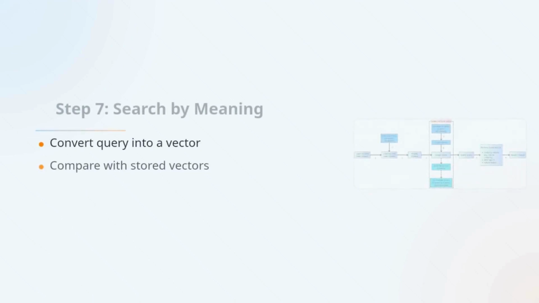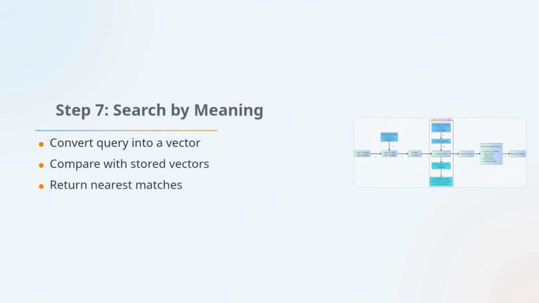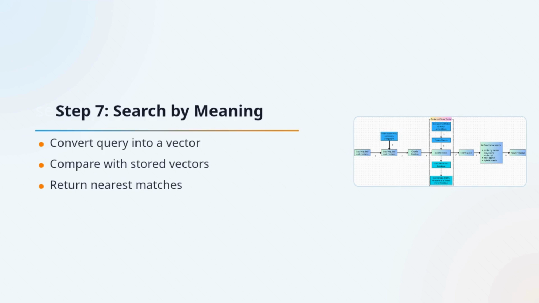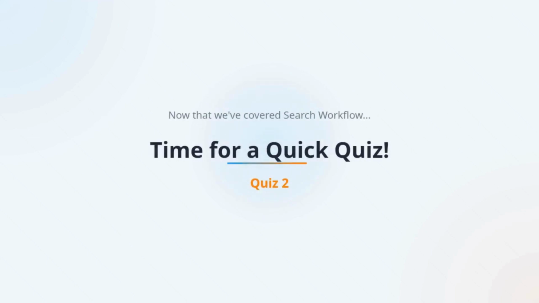When a user asks a question, that query is also converted into a vector. The system then compares the query vector with stored document vectors using similarity measures such as cosine similarity or Euclidean distance. The most similar vectors, often called nearest neighbors, are returned. This is why semantic search can find relevant results even when the exact words in the query do not match the document text.